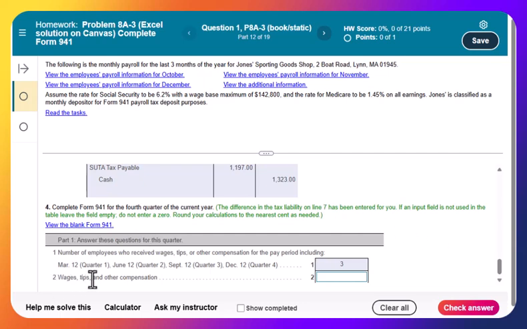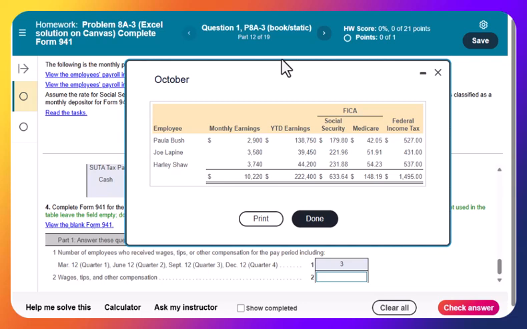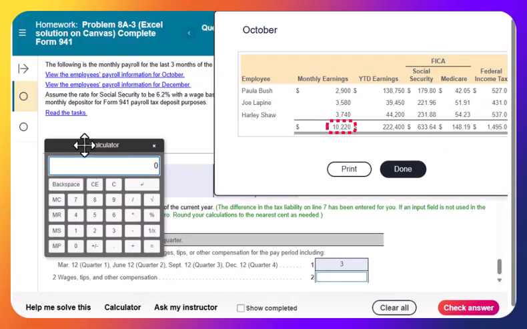And we can go ahead and move on to line 2. So that's going to be wages, tips, and other compensation. So gross wages. So how do we find gross wages again? We go back up here and we're going to go ahead and add the monthly earnings for October, November, and December. So we'll go ahead and start by opening October here and check our gross monthly earnings there. That's 10,220. So we'll go ahead and make that the first portion of our calculation here. We're going to add these through for each month. So monthly earnings total 10,220. Go ahead and enter that into your calculator.